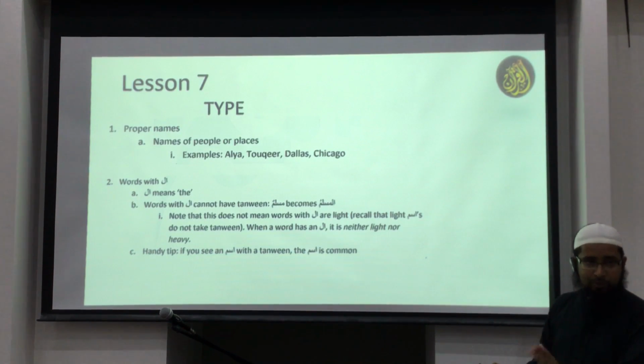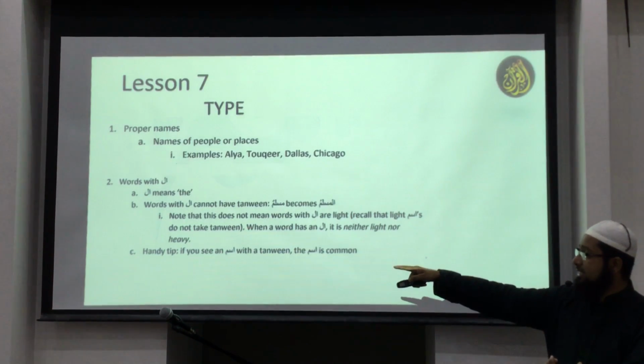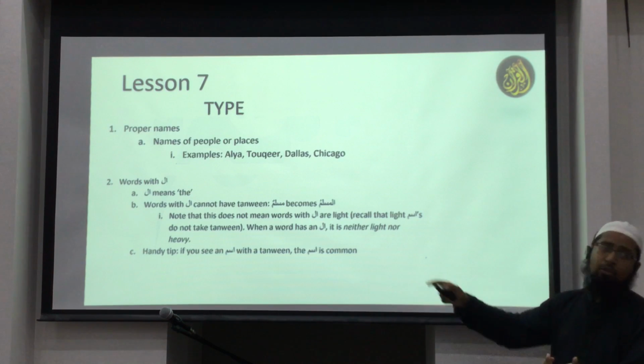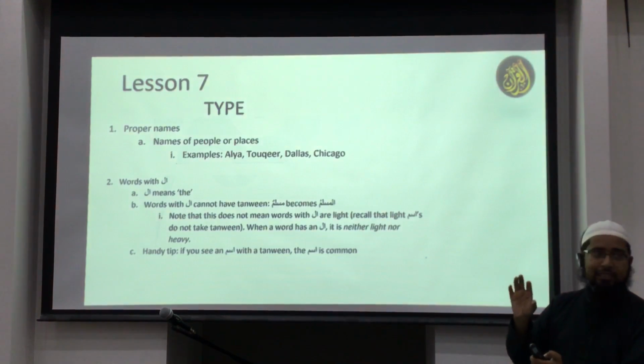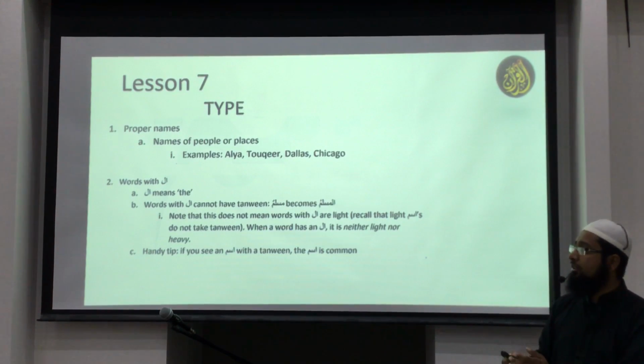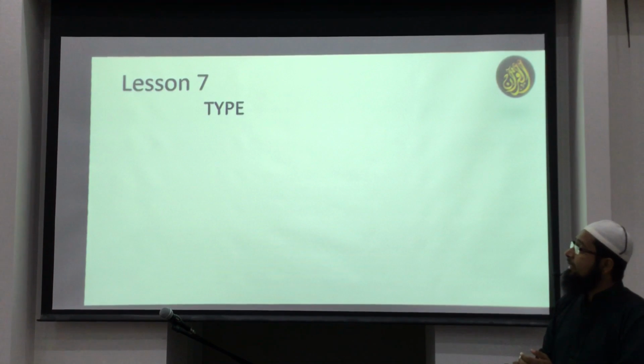Also, we talked about how when you put an al, whether the word is light or heavy doesn't matter actually. And if you see an ism with a tanwin, the ism is common. Most of the time, if you see a word with a tanwin at the end, like an, un, or in, they are mostly common. They are not proper. This is the 2 types.